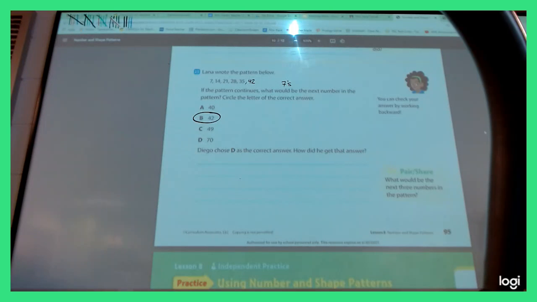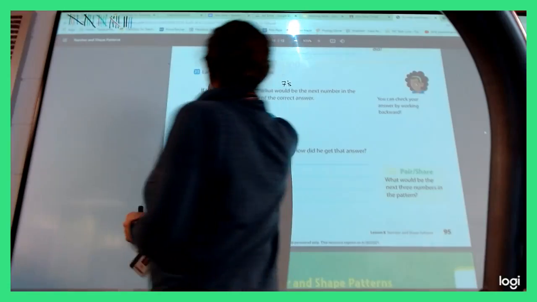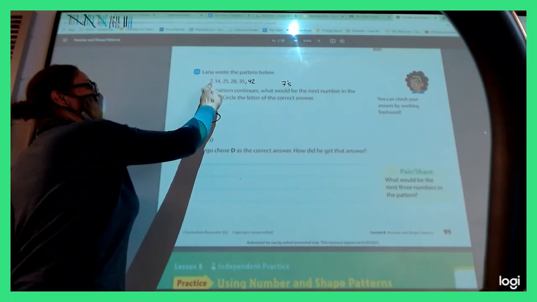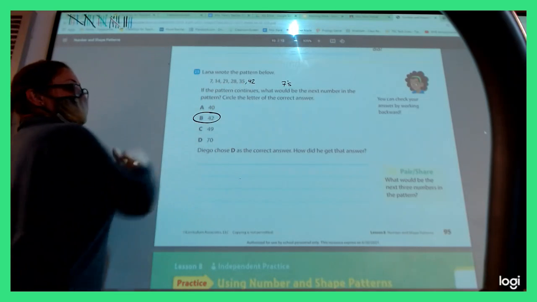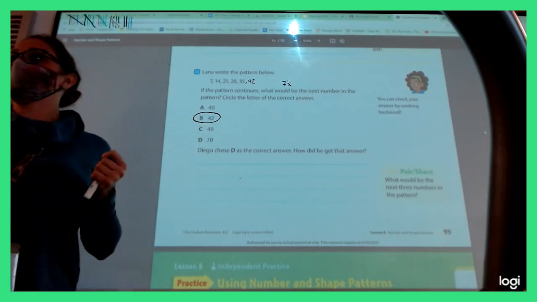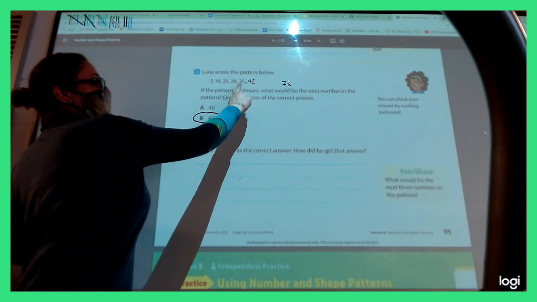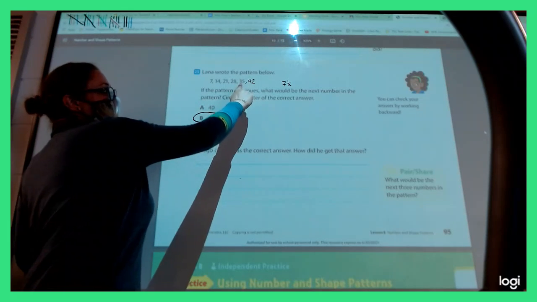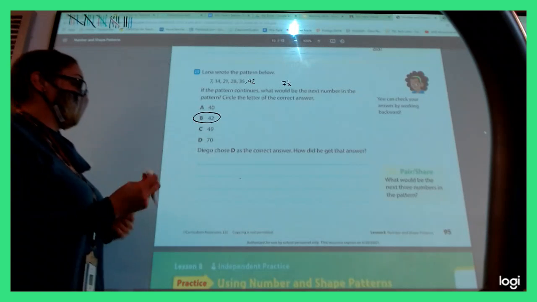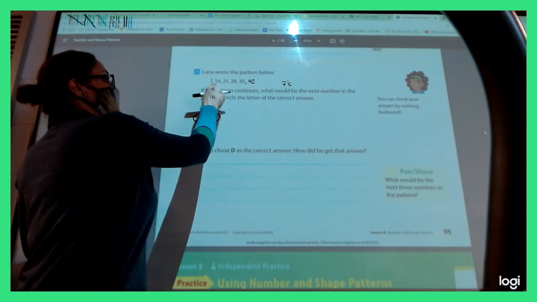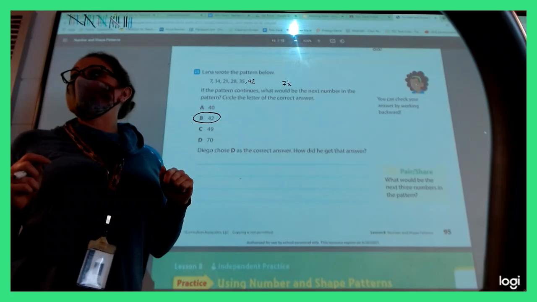Josiah? I think he thinks the pattern's like double. Okay, that might make sense. What if this guy looked at the 7 and the 14 and said, they did times 2? And then he didn't check anything else. Maybe he just checked the first one, said, I think it's times 2. Then he went to the next number and he goes, 35 times 2, 70. That's probably what happened. Okay, so Diego looked at the 7 and the 14, the first two numbers, and thought it was times 2.